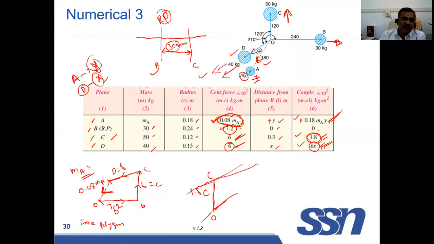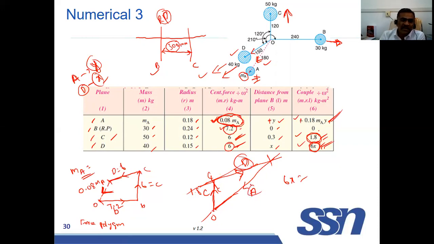this side it will not close. Only this side it will close. So this is C, this is D, this is A. The directions of D and A are known, but we don't know the X value and Y value. So now you measure the distance and equate it. 6x is equal to this value.